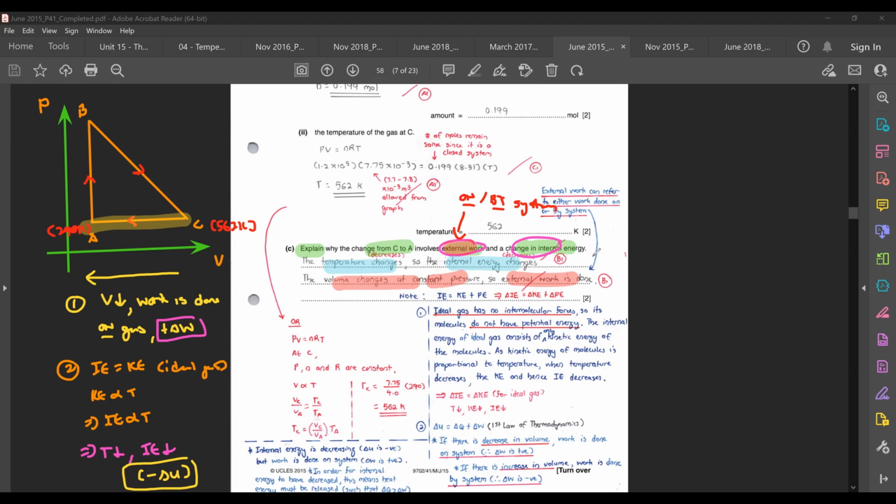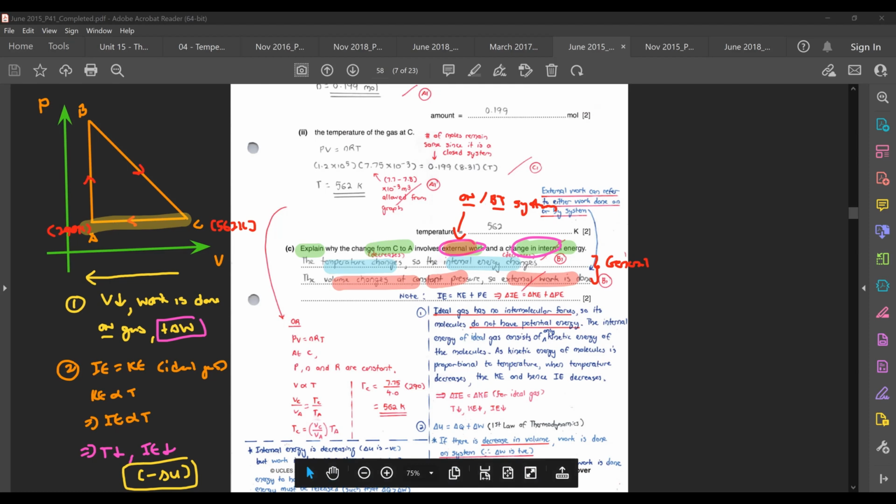Okay, so this one here, your answer is more of a general kind to explain whether there's any change in the first place. But you're not required to explain the nature of the change, whether it's positive or negative, whether it's increase or decrease. You just need to explain why is there a change. For internal energy, it changed because temperature changed. For external work, it's there because there's volume change. That's all there is to it. Okay. So this one should be okay.